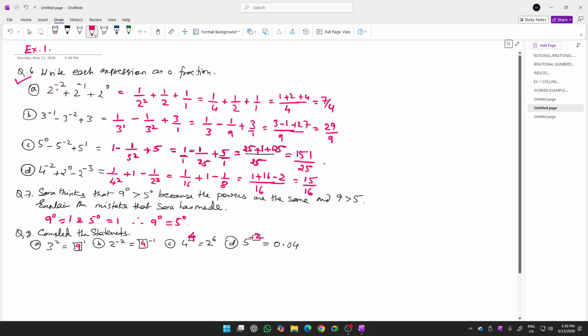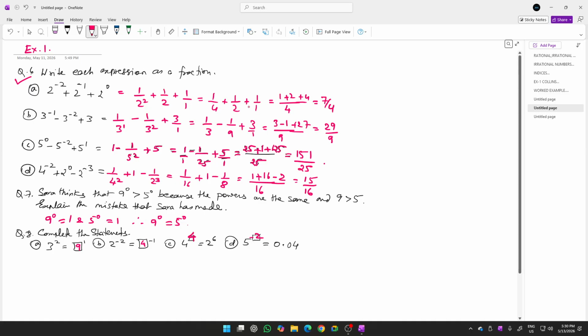I will write this 2 raised to minus 2 as 1 upon 2 square, plus 2 raised to minus 1, I will write it as 1 upon 2, and 2 raised to 0, I'm going to write as 1. So this expression can be written as 1 upon 2 square plus 1 upon 2 plus 1 upon 1. And you know by now what rules you are supposed to use for this conversion. Now I can rewrite 1 upon 2 square as 1 upon 4, 1 upon 2 I'll keep as it is, and 1 upon 1 I'll keep as it is.